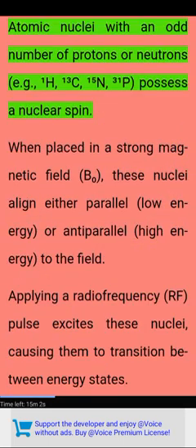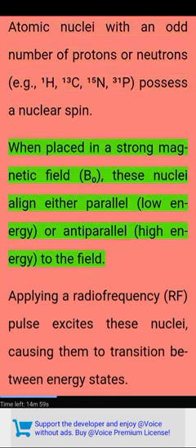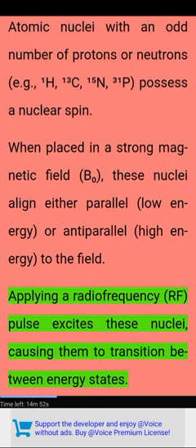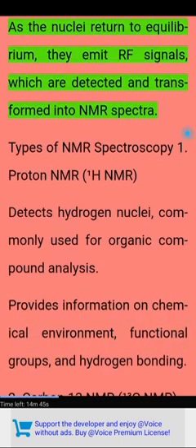Atomic nuclei with an odd number of protons or neutrons, e.g., 1H, 13C, 15N, 31P, possess a nuclear spin. When placed in a strong magnetic field B0, these nuclei align either parallel, low energy, or anti-parallel, high energy, to the field. Applying a radio frequency, RF, pulse excites these nuclei, causing them to transition between energy states. As the nuclei return to equilibrium, they emit RF signals, which are detected and transformed into NMR spectra.